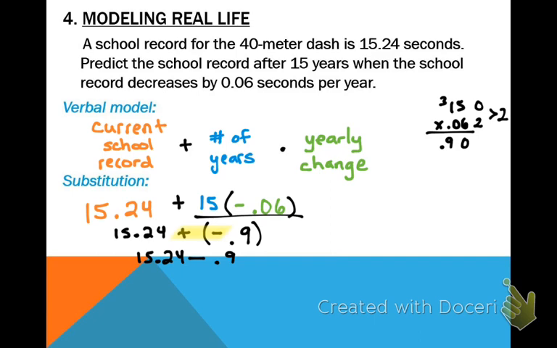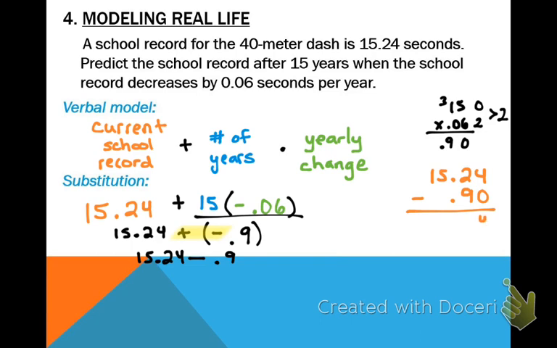Whenever I'm adding and subtracting, do I need to line up my decimal points? Yes, you do. Okay, so I've got 15.24. Once again, just kind of find somewhere on your paper. Put the decimal point there, and then the 9 goes right underneath the 2. Do I need any placeholders? Yes, let's put a 0 right here. Okay, now I want you guys to do that subtraction problem on your own.